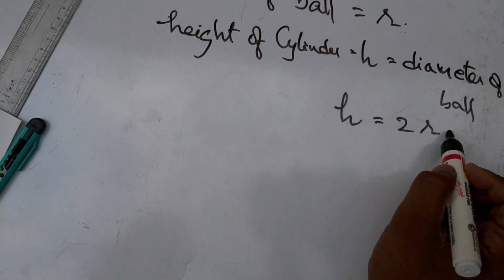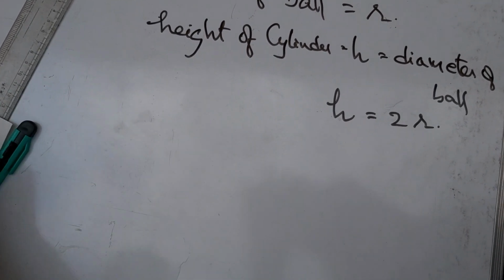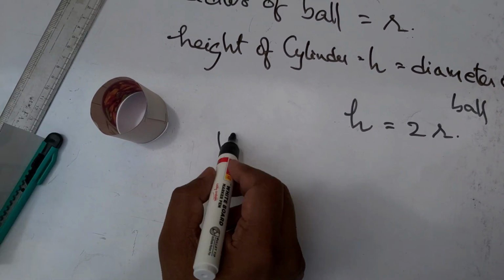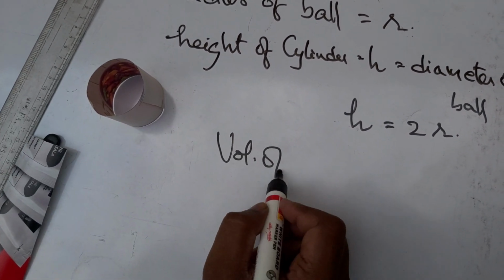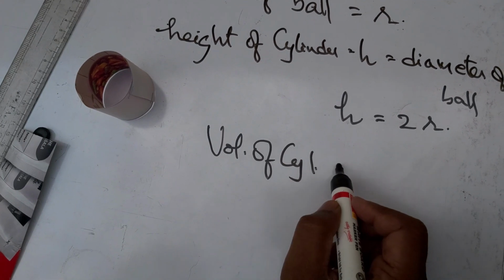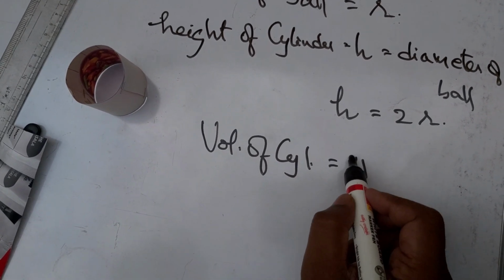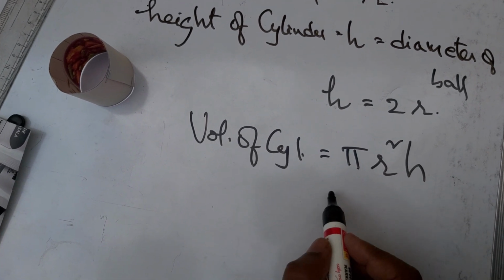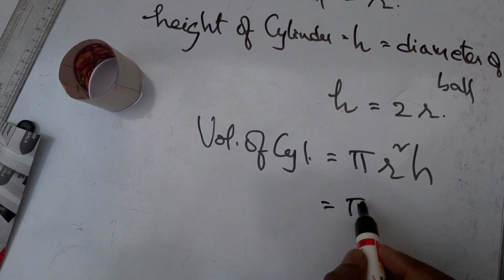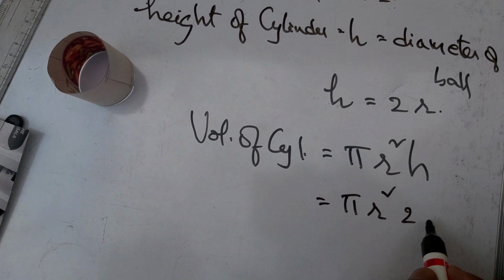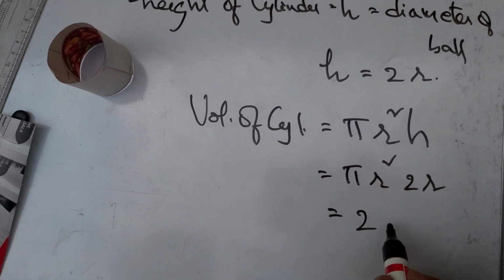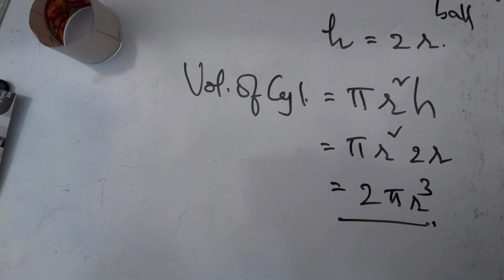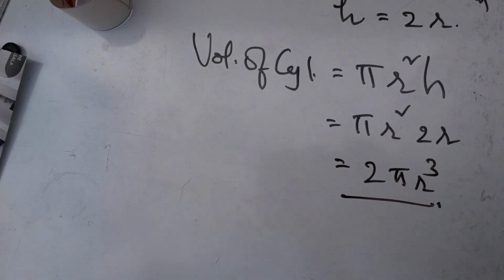Diameter means 2r. Now what is the volume of the cylinder? What is the formula for the volume of a cylinder? It is pi r square h. That is pi into r square into 2r, that is 2 pi r cube. Now you keep it like this. 2 pi r cube is the volume of one cylinder.